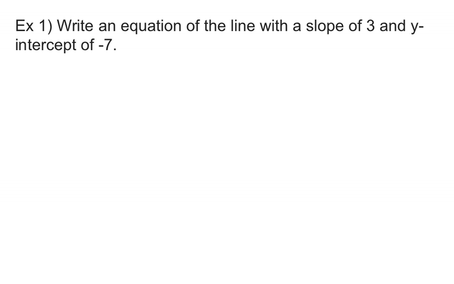Okay? So it says, example 1, write an equation of the line with slope of 3 and y-intercept of -7. Okay, so I'm going to go ahead and write down our formula here. y equals mx plus b. We're trying to write an equation. We want our answer to look in this form. Okay, so if you know how to write it from here, you can go ahead and pause the video and give it a try.